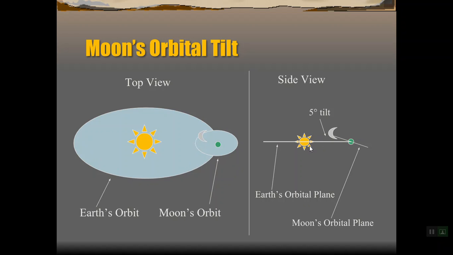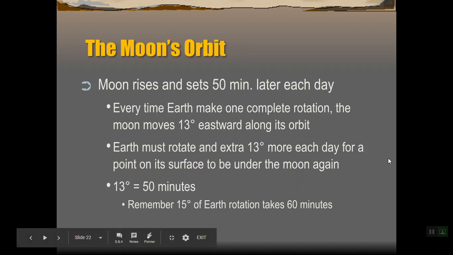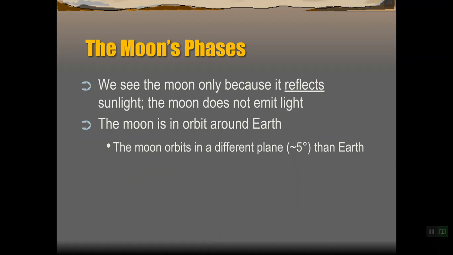On the right-hand side, you see a side view of those orbits. And you can see that Earth's orbital plane and the moon's orbital plane are not completely in line. The moon's orbital plane is tilted about 5 degrees, and that's why we don't have lunar eclipses or solar eclipses every single month. I'm going to skip this slide for today.